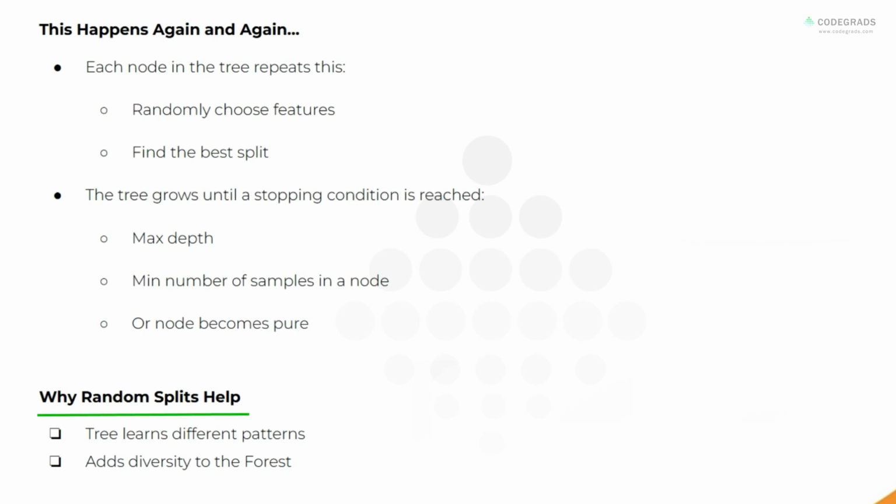Now why does random splitting help? Why do we need the random sampling in a random forest? It's because by forcing each tree to pick random features from your data set, the tree learns different patterns, which makes the forest diverse, and it basically helps the ensemble to perform better than any single tree. So you will have diversity, so you're able to learn more patterns from the data set, and then you'll be able to come to a better classification.